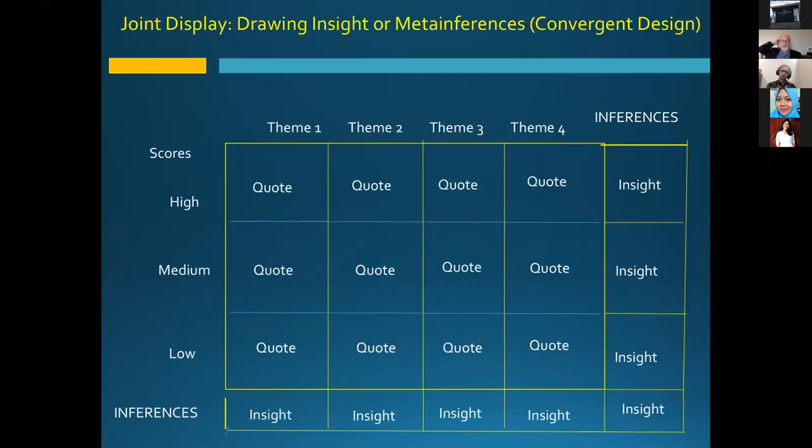Well, this is a table for a convergent design. And you see on the left here, I have quantitative scores. And up here, I have qualitative themes. But I've added a new row and a new column on inferences. I can look across the high scoring people here and see how they differ in terms of those themes. Or I can look across the high, medium, and low scoring people and draw insight down this column. So you need to not only integrate and use a design, but now also draw inferences.